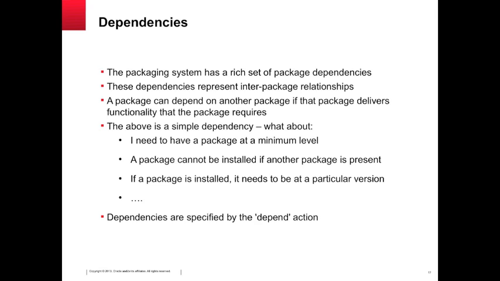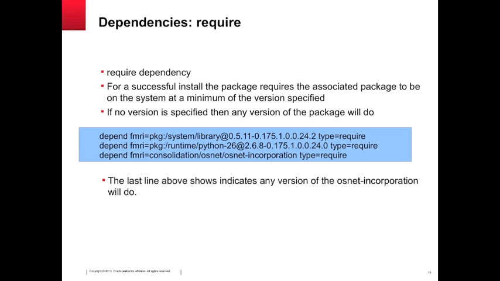Again, if another one is sort of an optional one, if a package is installed, it needs to be at a particular version. So there's a whole bunch of dependencies. I'll go through each of those and bore you endlessly with these. And obviously, a dependency is specified by this depend action. So, moving on to the simplest one that we have is the require dependency. What it says is, if I'm installing this package, I require this package at the minimum version.